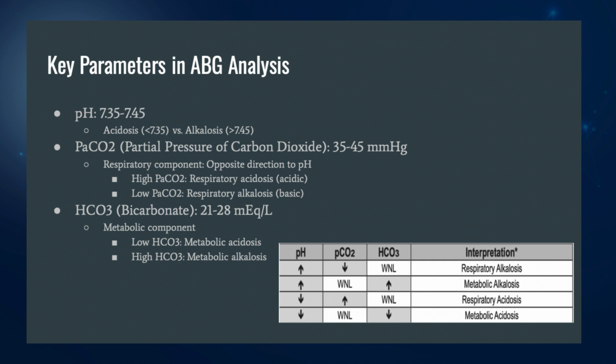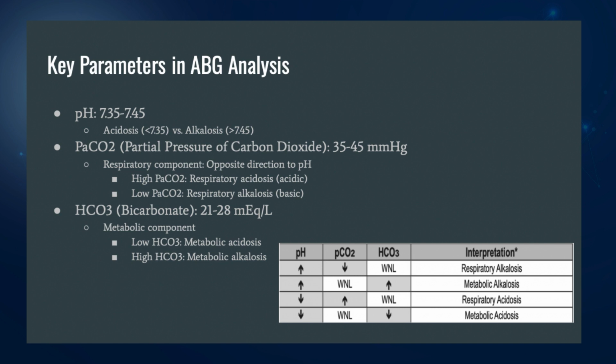Okay, and then our partial pressure of carbon dioxide, our normal range is 35 to 45, and it is a respiratory component if it is in the opposite direction to our pH. High partial pressure of carbon dioxide means that it is respiratory acidosis, while low partial pressure of carbon dioxide is respiratory alkalosis. And then our bicarbonate, the normal range is 21 to 28.